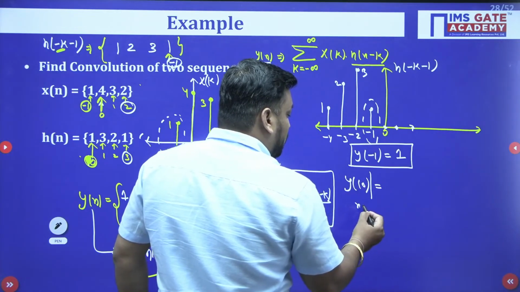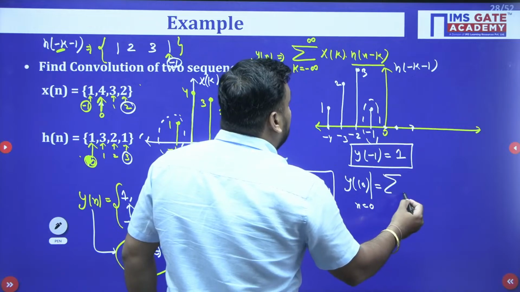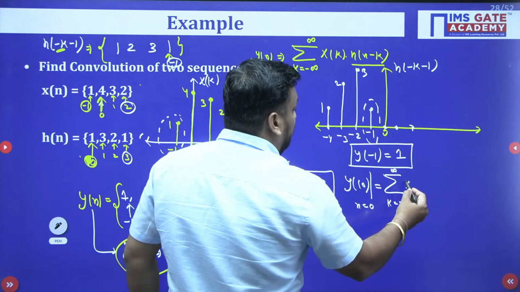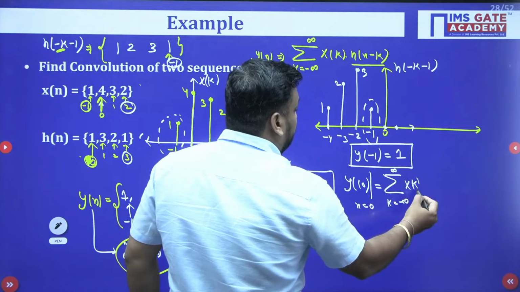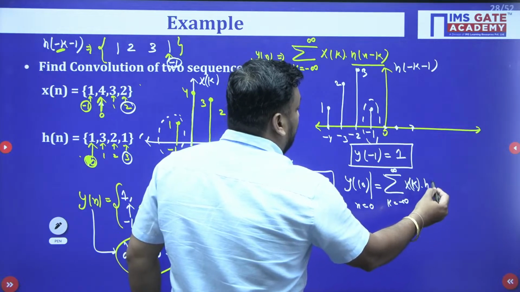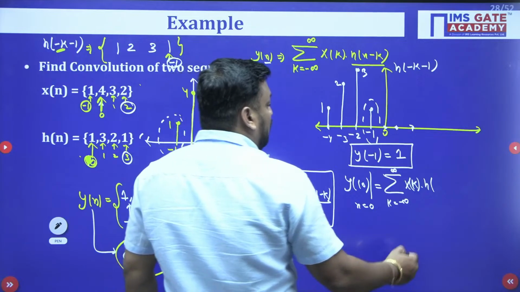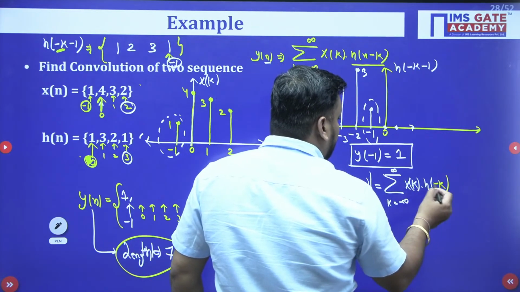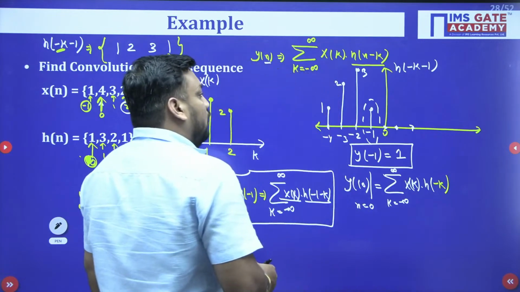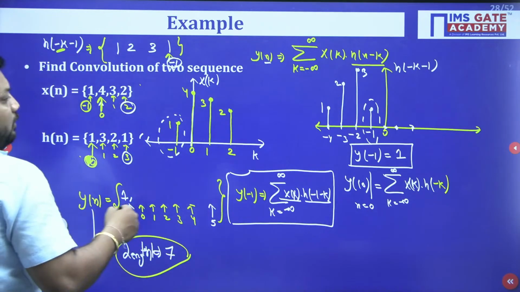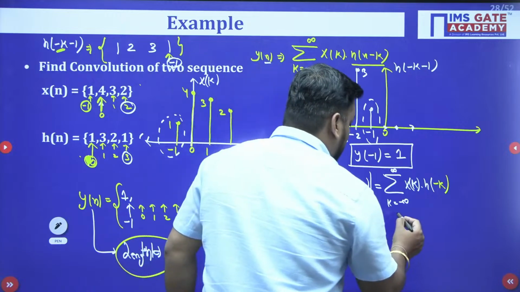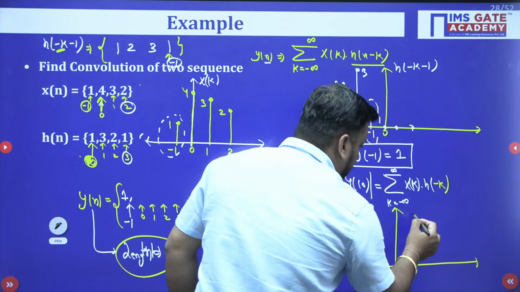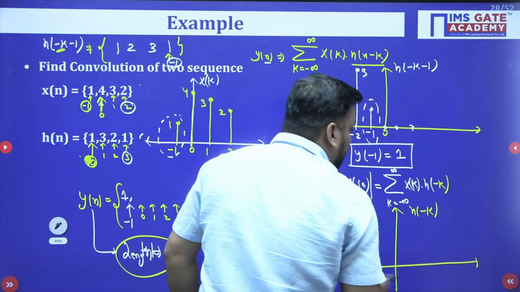For y[0], it means I am putting n equal to 0 in the formula. So the formula will be sigma of k from minus infinity to infinity of x[k] times h[n-k]. Because n is 0, it is x[k] times h[-k]. Now if I draw h[-k], here only I am drawing h[-k]. So what will you get?